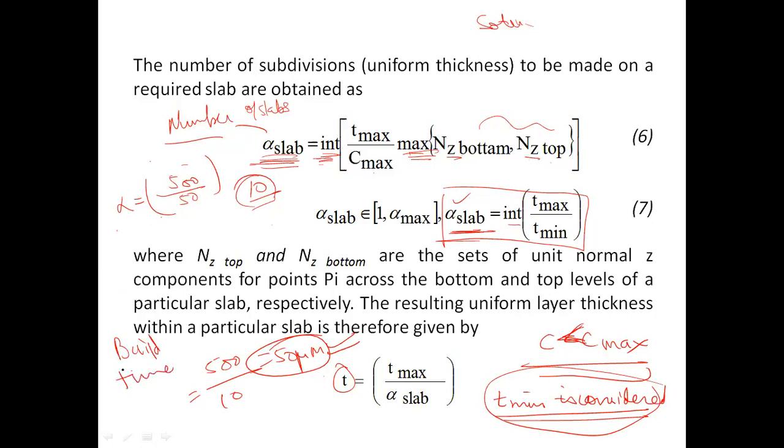Since you are making it with the smallest layer thickness, the number of layers is going to increase, and as a result your build time is bound to increase. So this whole concept worked very well with respect to layer thickness, but build time was compromised in this concept.